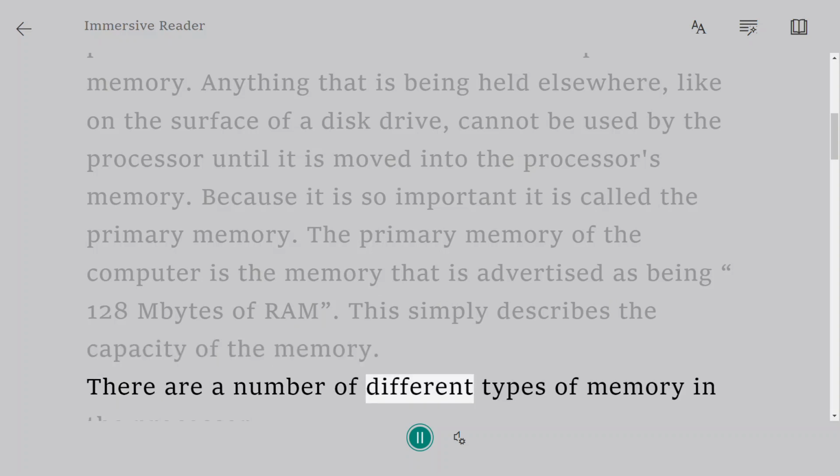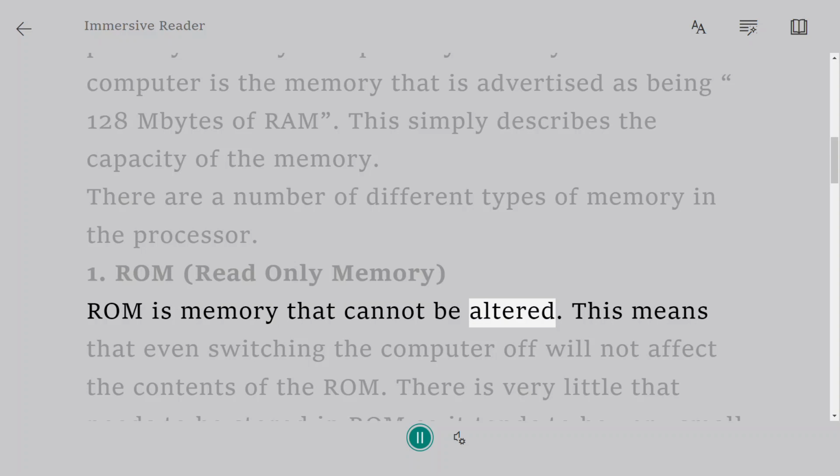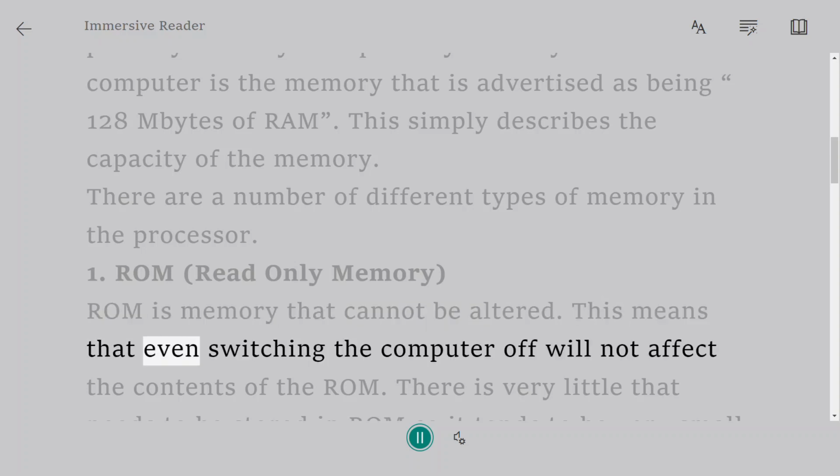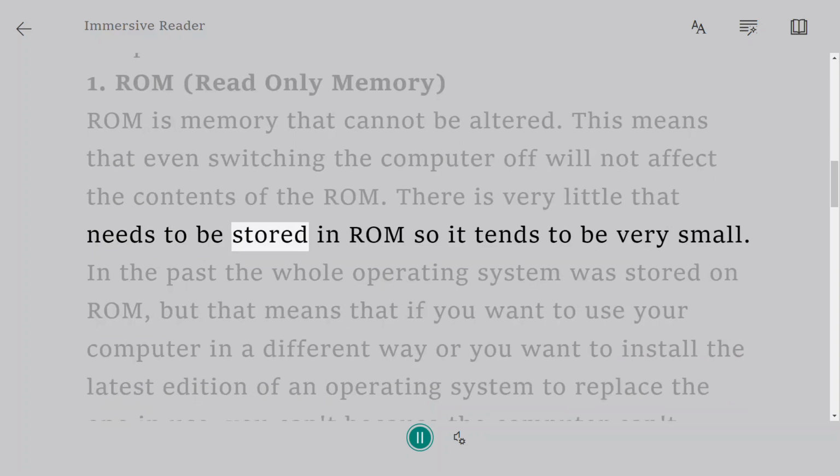There are a number of different types of memory in the processor. 1. ROM, read-only memory. ROM is memory that cannot be altered. This means that even switching the computer off will not affect the contents of the ROM. There is very little that needs to be stored in ROM, so it tends to be very small.